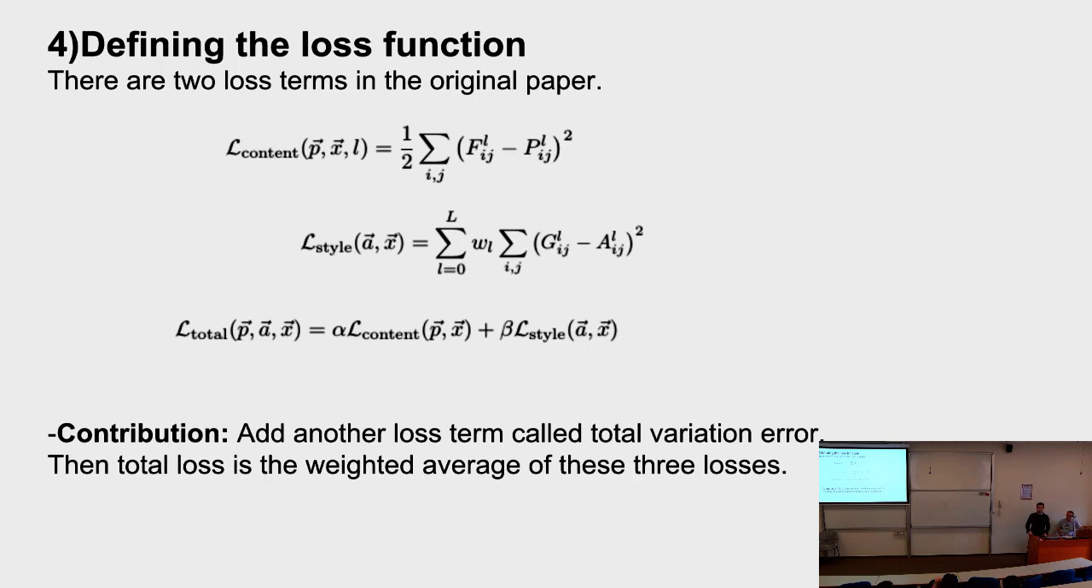Is the sum of alpha and beta like 1 or something? Alpha, yeah, it's 1. I chose that one. But you can change that. For example, if you want a more realistic image, more content, you can increase alpha. Is it kind of linear? Yeah, linear combination. Okay.